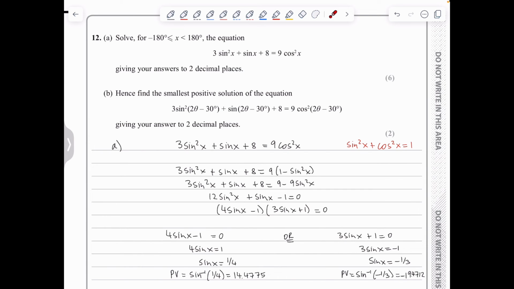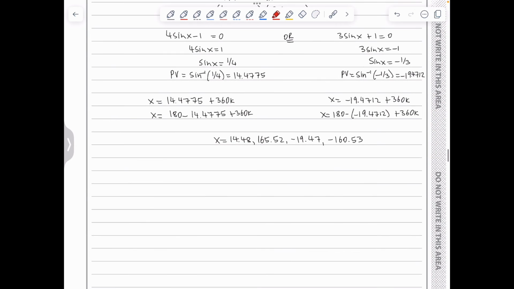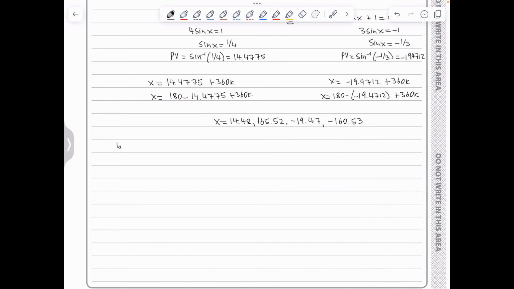In part B, we are asked for 2 marks to find the smallest positive solution of the given equation, giving our answer to 2 decimal places. Well, we do notice, if we compare the original equation with this equation, that the x became the 2 theta minus 30. So that's going to be my starting point. I'm going to write down that x is 2 theta minus 30.